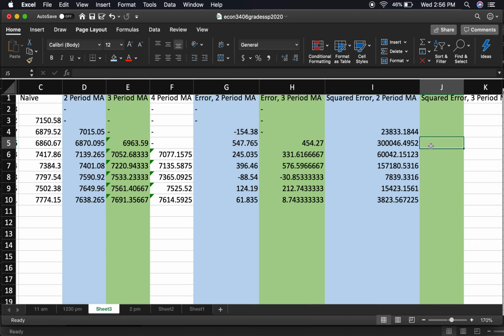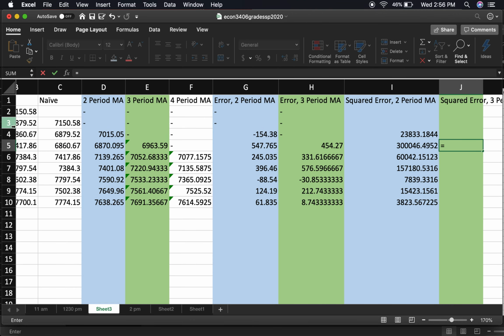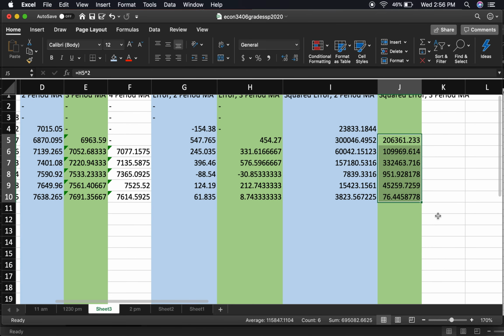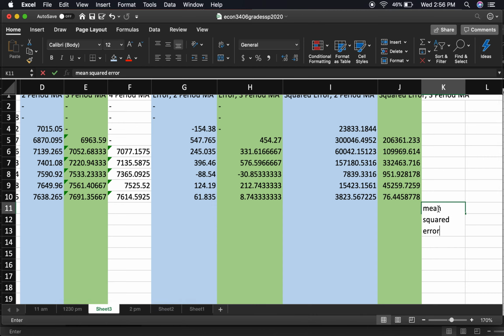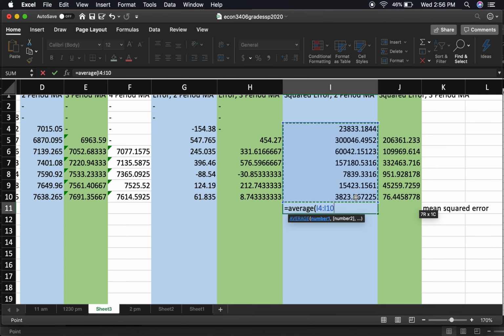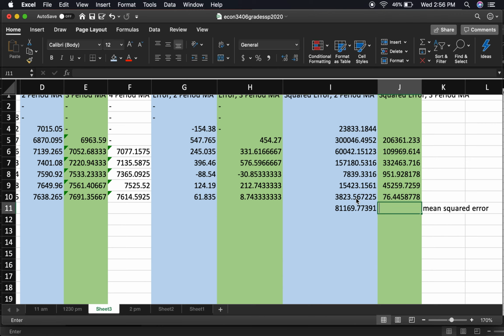Now, for the 3 period, data, which is located here in column B, minus the forecast is what created the error. And when I square the error, I just square the error. How do I find the mean squared error? You can take the average of the squared errors. I can only take the average of where I made squared errors. What is the root mean squared error? You just take the square root.